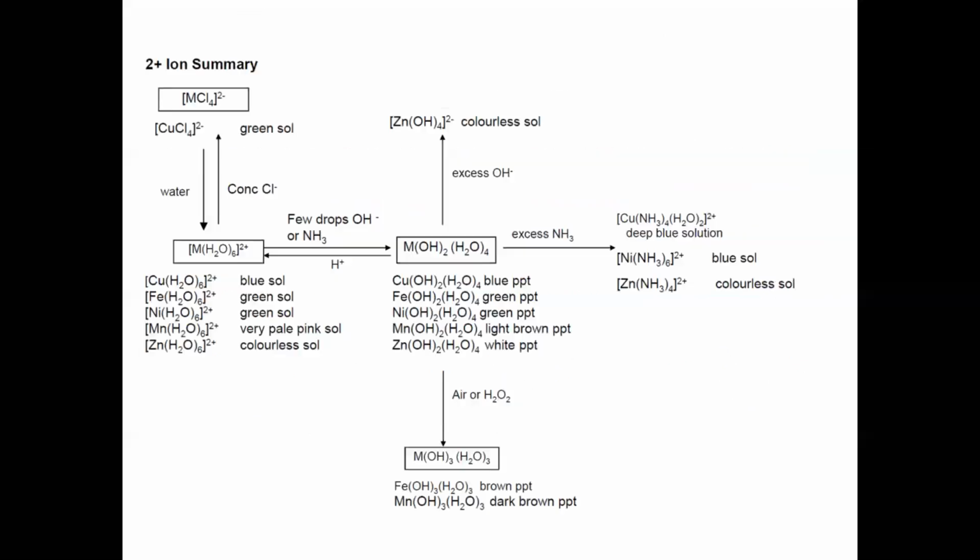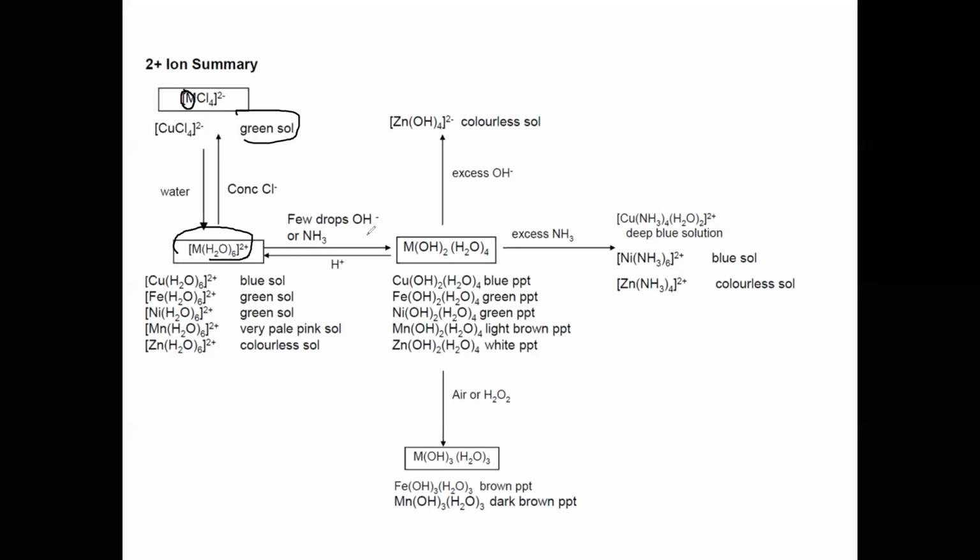This is the way we work out the formula for a complex. Then you have to learn this whole table. If you have a copper chloride complex, this is a green solution. If you add water, it will become a blue solution. Here the metal can be any metal. Normally these are the complexes: copper, blue solution; iron 2, green solution; nickel, green solution; manganese, very pale pink solution; and zinc is colorless.